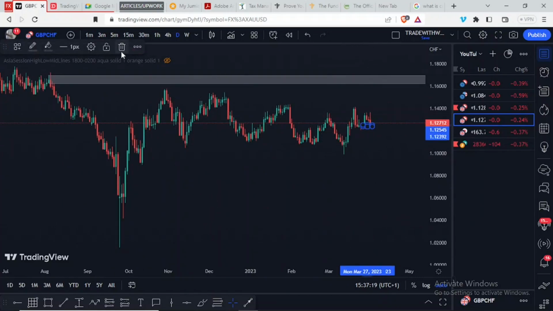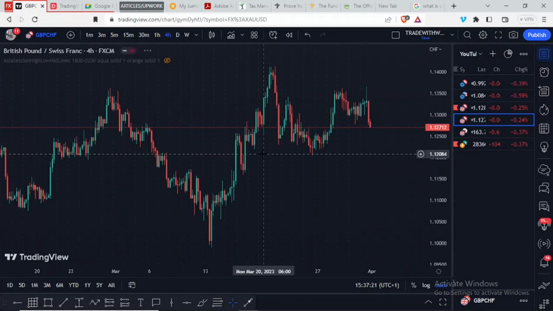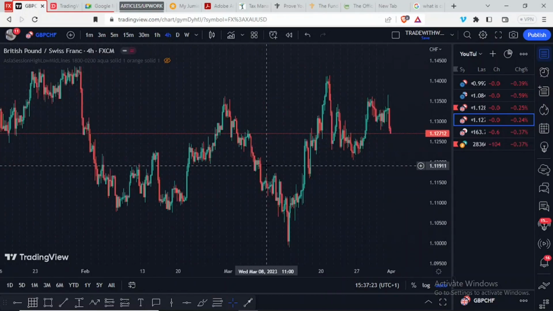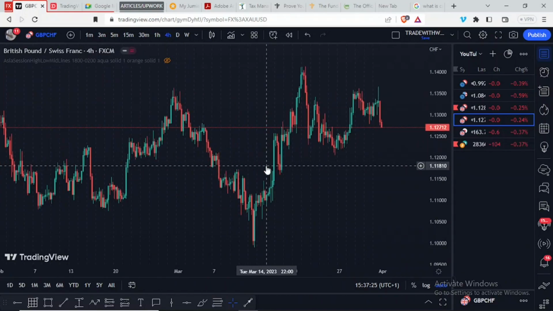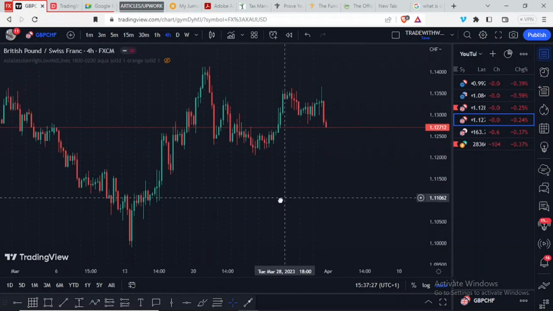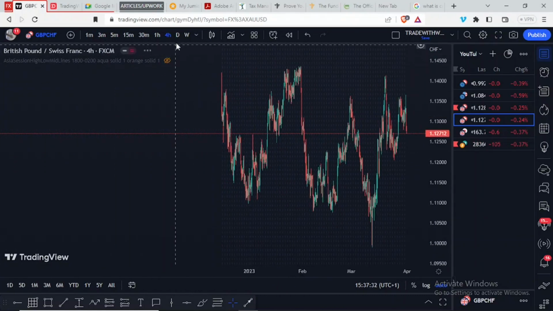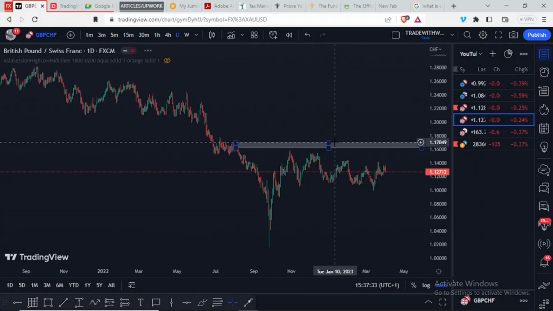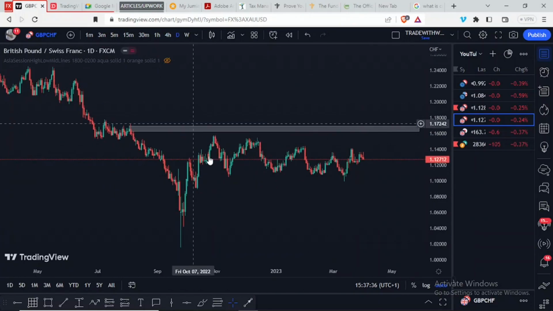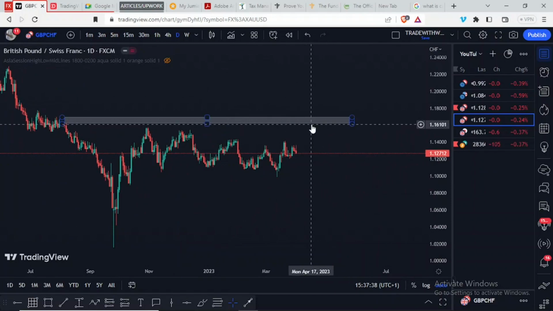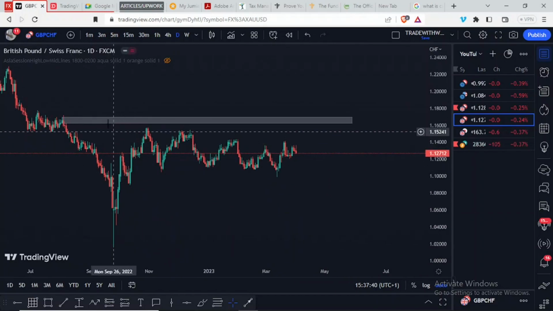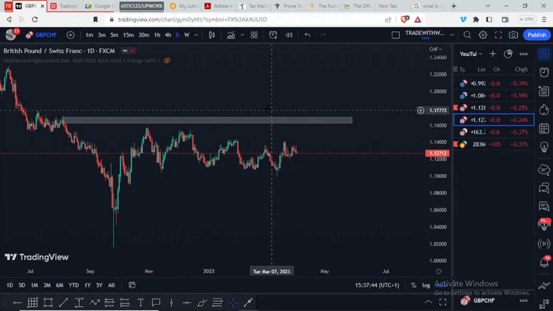Let's move to the 4-hour time frame. After the 4-hour time frame, you can stop there or move to the 1-hour time frame. So this is the 4-hour time frame. Remember, liquidity is created and the trend is a downtrend. That is why I have drawn out my supply. If it was an uptrend, I would have drawn out a demand, looking for buying opportunities.